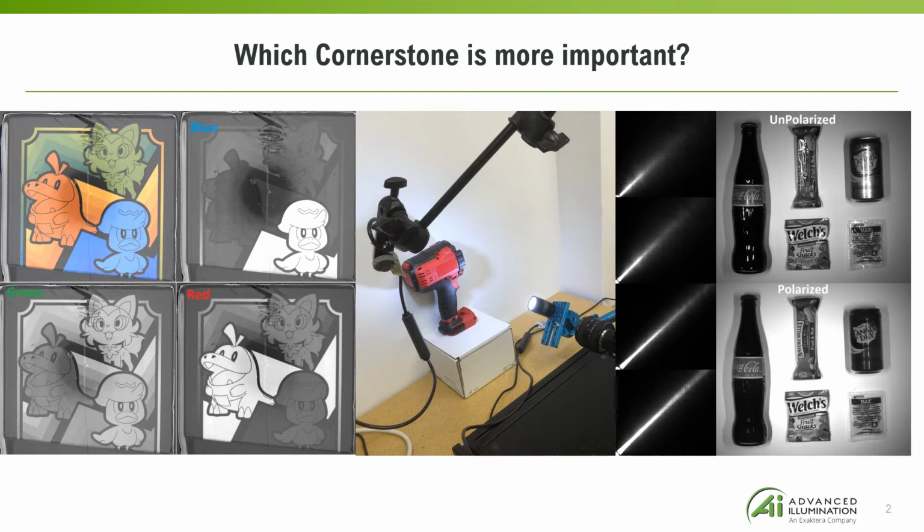Understanding how manipulating and enhancing the image contrast from a part against its immediate background using the four cornerstones is crucial for assessing the quality and robustness of the lighting system. Of course, it's not uncommon to find that more than one cornerstone is required to solve an application.